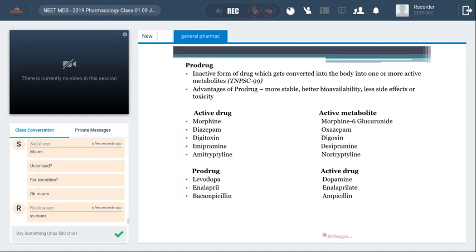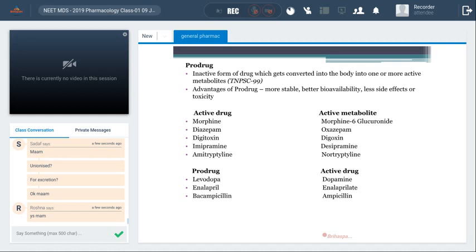They'll be more stable. They're not easily destroyed by the action of the drug. They have a better bioavailability because they're not broken down by first pass metabolism, and they may have less side effects or toxicity compared to the active drug. Okay, so if I want any of these benefits, I make a drug as prodrug so that after entering into the body, it gets converted into active drug. Okay, these are some of the examples.